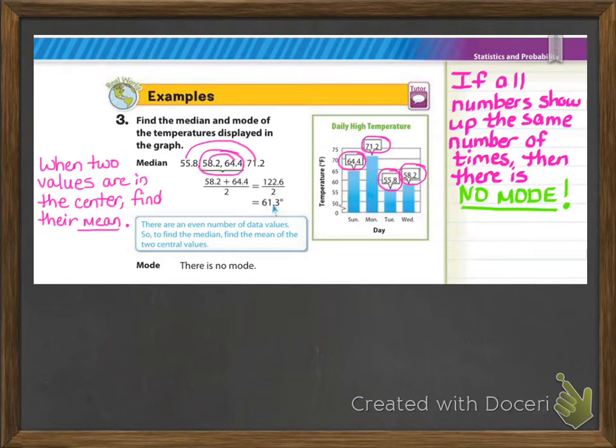Don't write the number 0. I know people in the past have tried to write the number 0 saying, oh, there's no mode, so it's 0. Well, remember, 0 is a number. It doesn't really do much to a set of numbers when you're adding or subtracting by it, but it is a number. So if there's truly no mode, you have to write no mode.